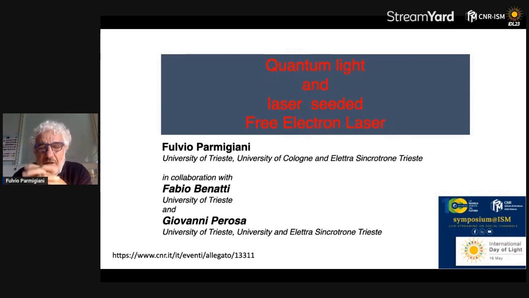Today I'm going to talk about some ideas that we have about the possibility of generating quantum light with free electron lasers. Let me make clear from the very beginning that quantum light is something very special because it's a state of the light that doesn't have an equivalent in the classical light.